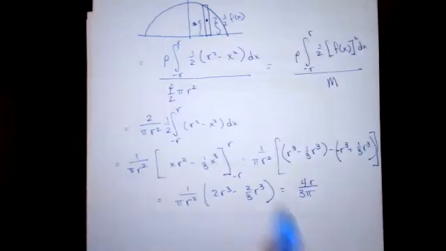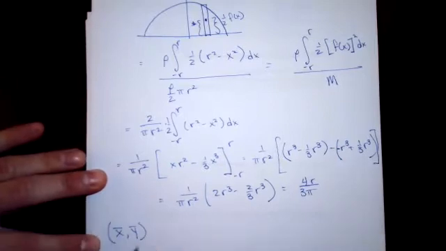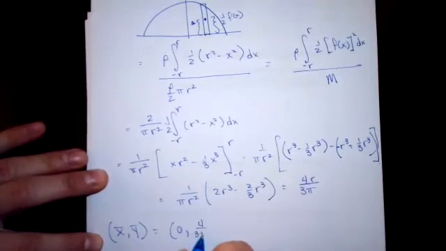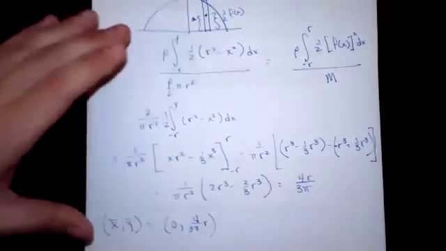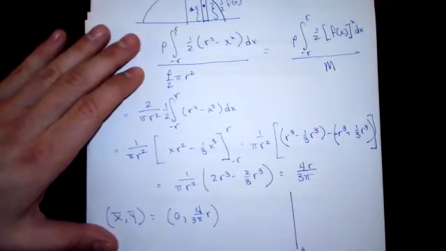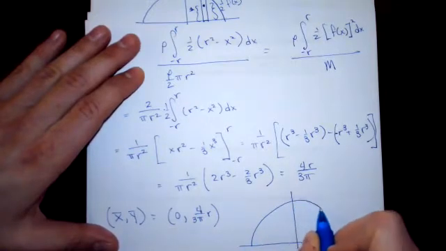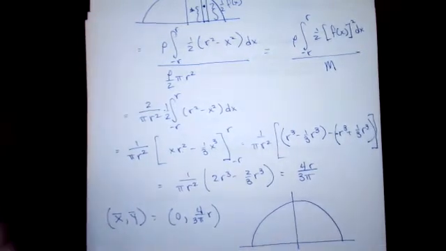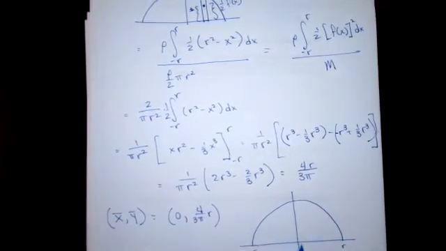So let's do some mental checks. Does this make sense? So our center of mass, xy coordinates, is 0, 4 over 3 pi times r. Is this a reasonable thing? We should always check. Did we end up with a point that is in the area that we actually contain? And did we? So of course 0 is here.